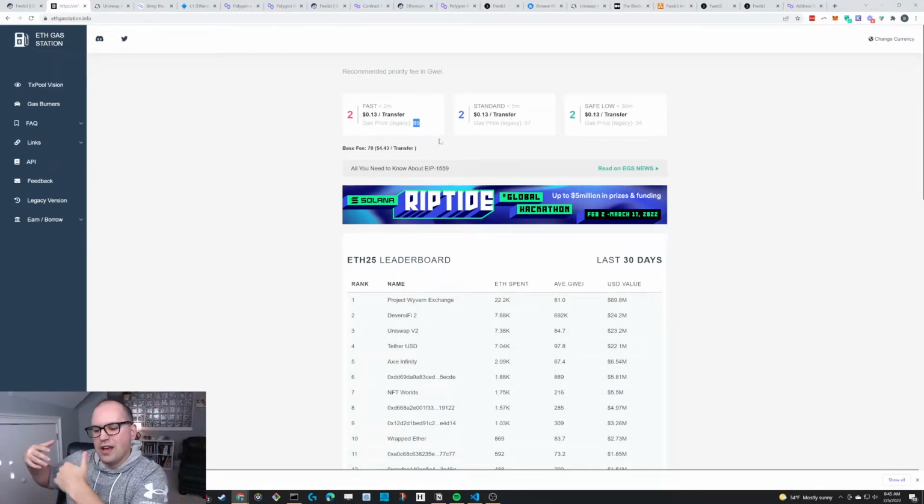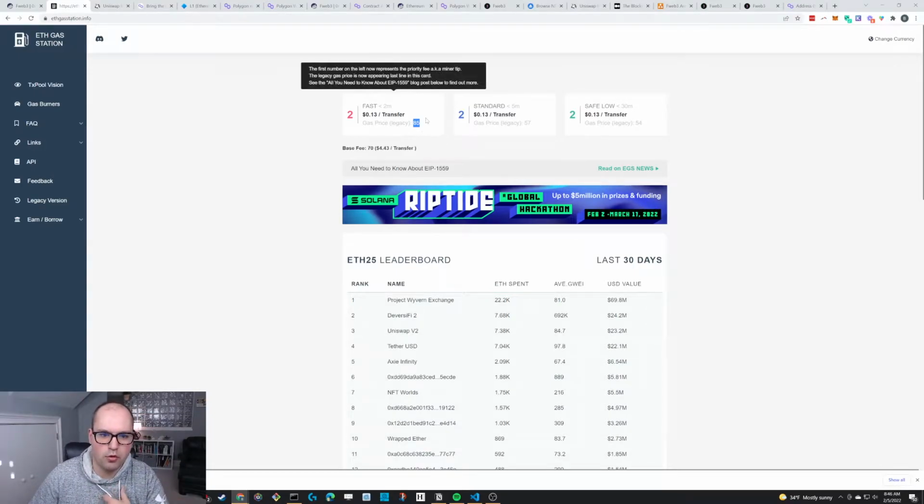So if you want to buy an NFT or send a transaction, it's defined by the network, but you get to decide how much gas you want to pay, and that decides how quickly it goes through. So let's go through some examples of what it costs to be able to transact.